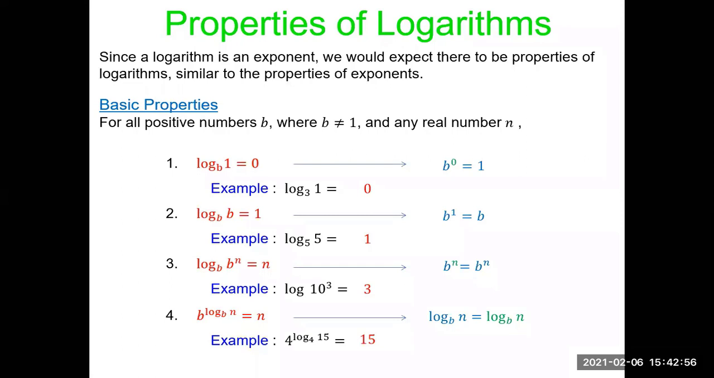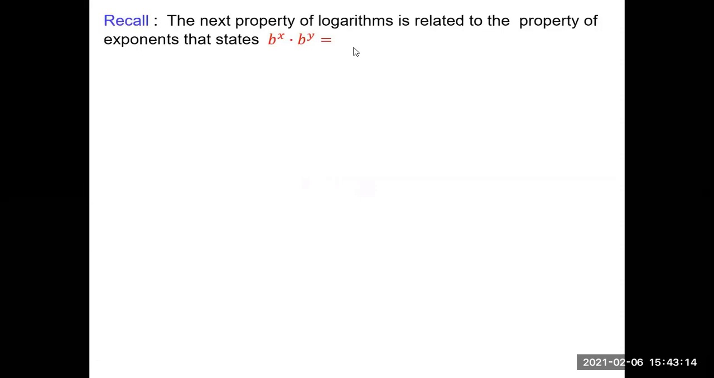Now these are a few basic properties that allow us to simplify logarithms that involve only numbers. So we can see that all of the arguments here are numbers, and these properties allow us to come up with the result. But these aren't the only properties. There are 3 more properties that are going to allow us to simplify other forms of logarithms.